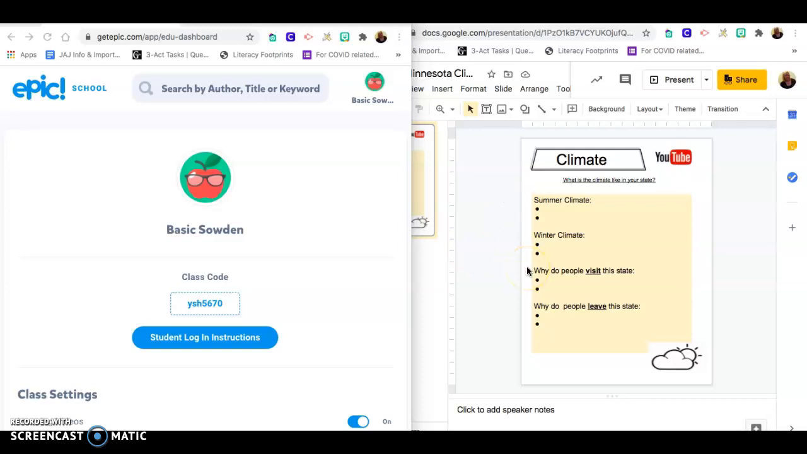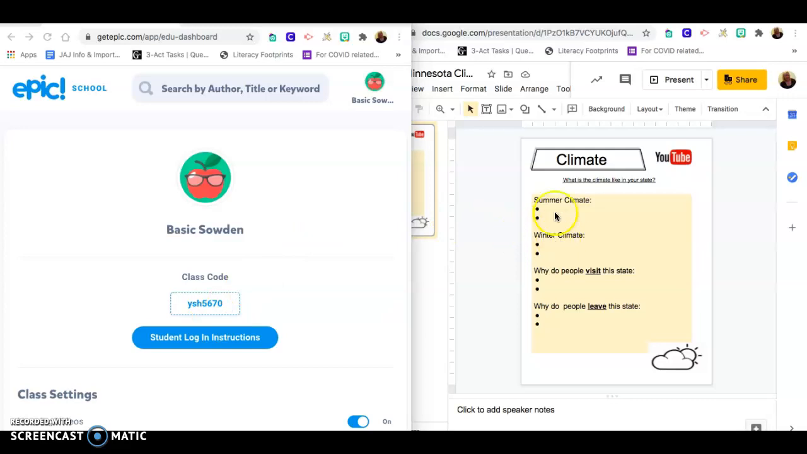All right, for today's assignment, you're going to be finishing a sheet on climate, and we're going to be doing it on Minnesota. I'm going to be doing one to model it for you, and then you will be doing one on Minnesota just to practice. We won't be starting our own projects until next week on your state. So for today, you're just going to practice with Minnesota.